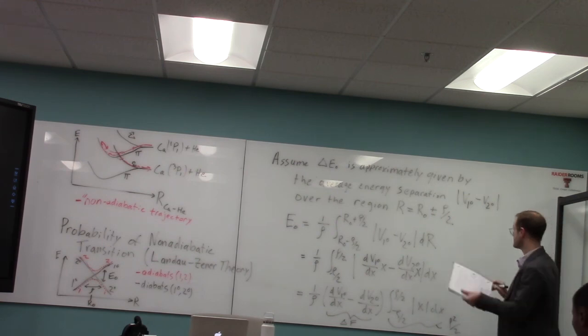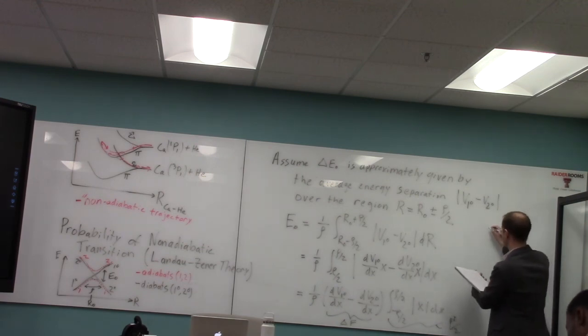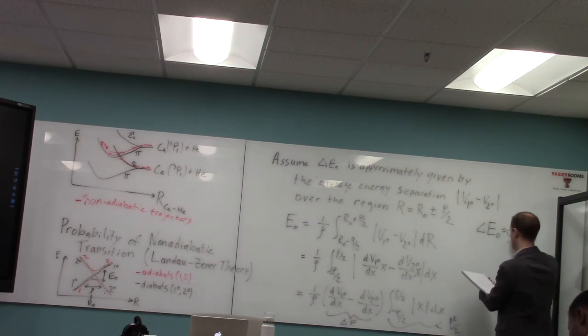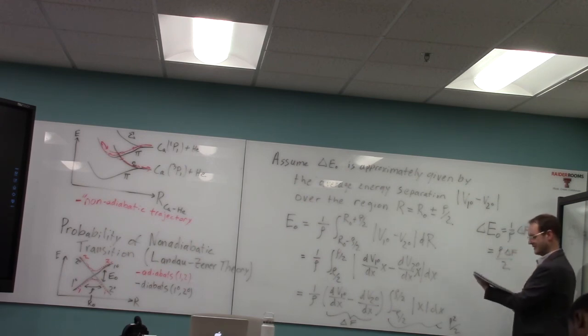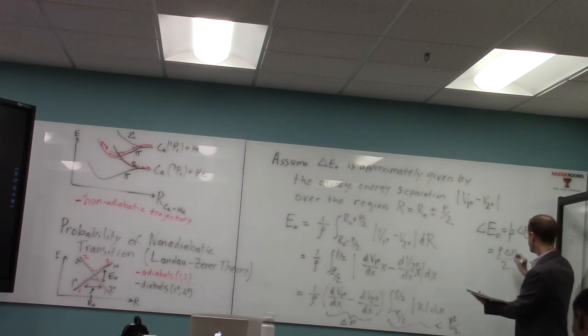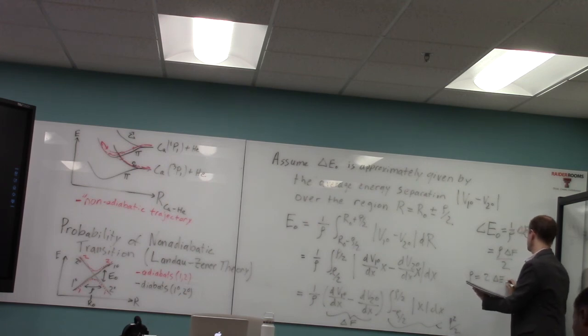Okay, so that means we're almost out of time, but we're almost done. Basically, this difference in energy, I'll call it delta E naught. This is 1 over rho times delta F times rho squared over 2, or to simplify that, it's just rho times delta F over 2. And so that means if we solve for rho, rho equals 2 times the energy difference between the curves over delta F.